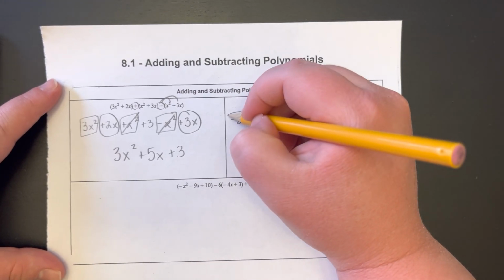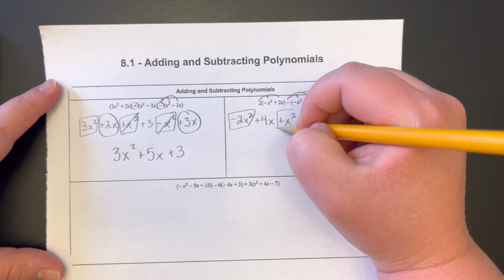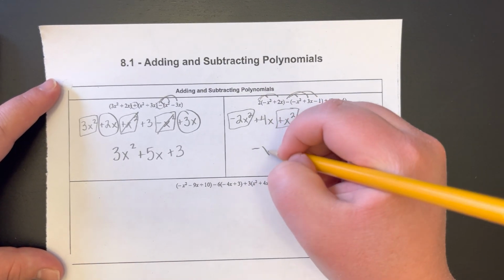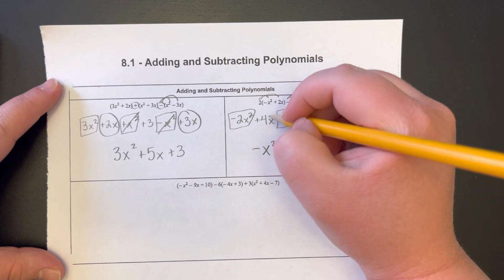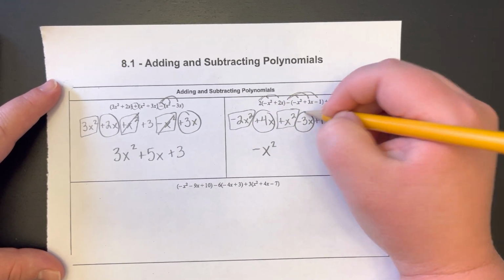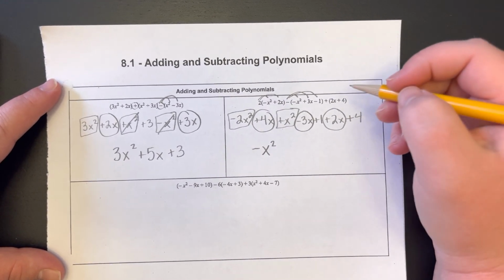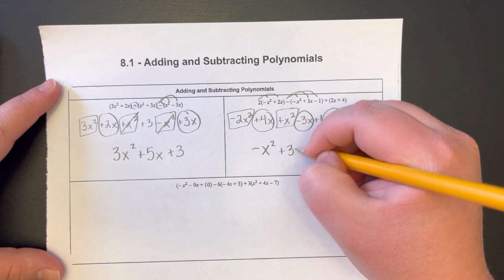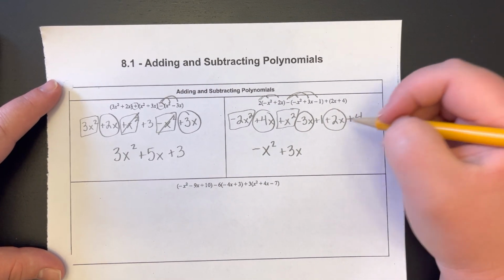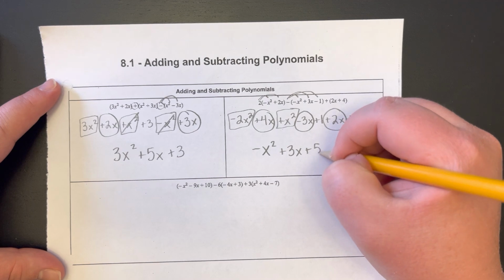Biggest exponent is 2. So negative 2x squared and x squared make negative x squared. Then I have 4x, negative 3x, and 2x, which make 3x. And then I have 1 and 4, which make 5.